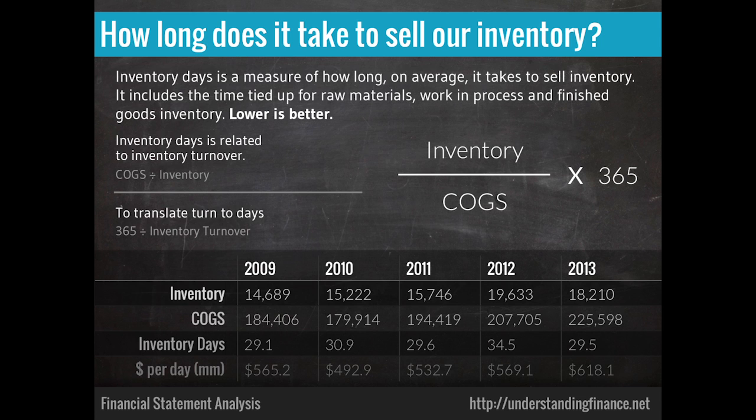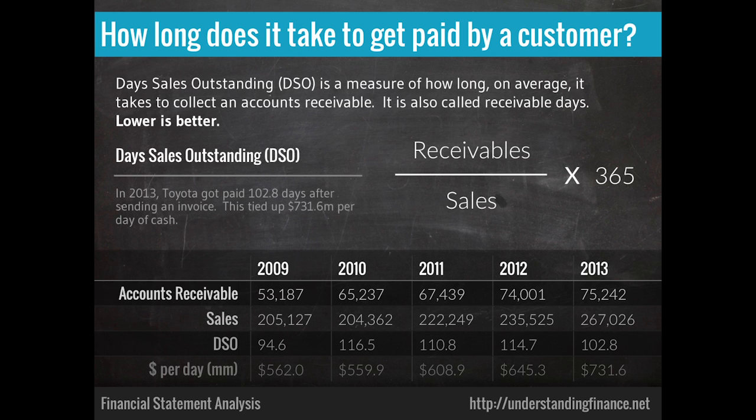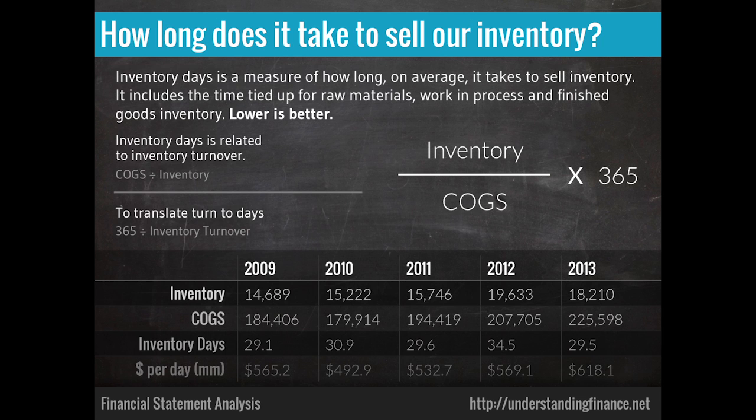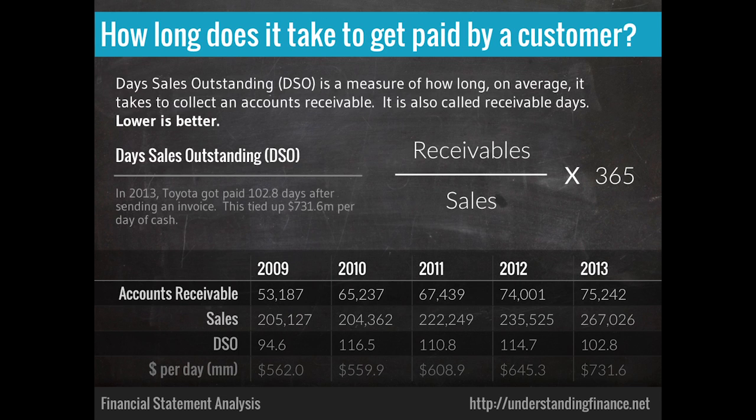But I start to see a sense of the cash cycle. I spend cash for 29 and a half days before I sell my product. Then I have to wait another 102.8 days to get paid. And I'm tying up cash at $618 million for every day of inventory and another $730 million for every day of accounts receivable.